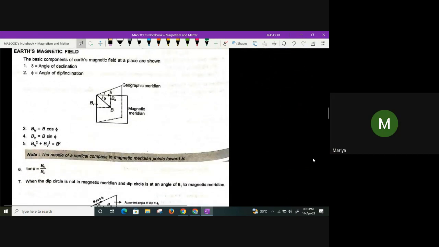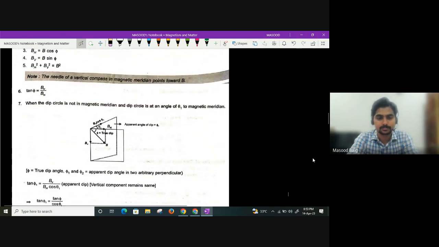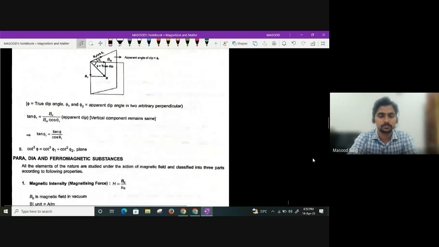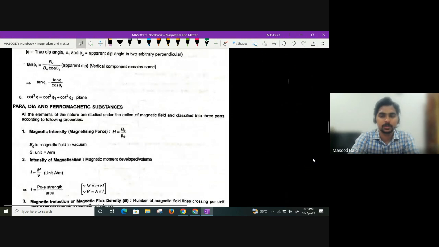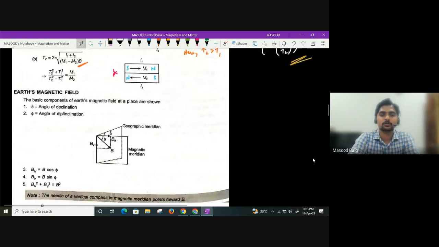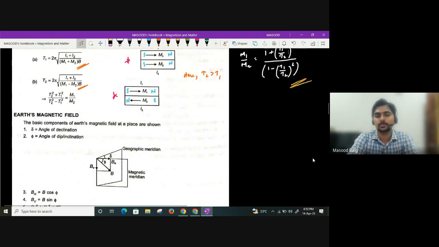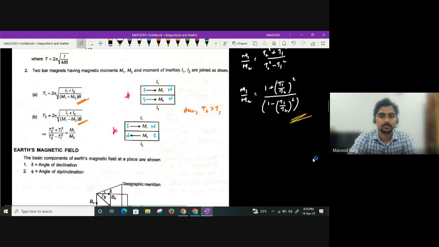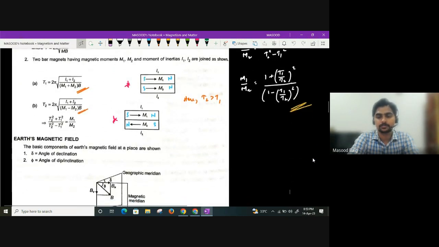So I'm feeling a lot of pain in the throat, guys, and I don't think that I can go on for a long time. However, we'll try to complete the review of magnetism and matter. So that is the first part of your magnetism and matter, which deals with the bar magnet, guys. Let us see Earth's magnetic field.